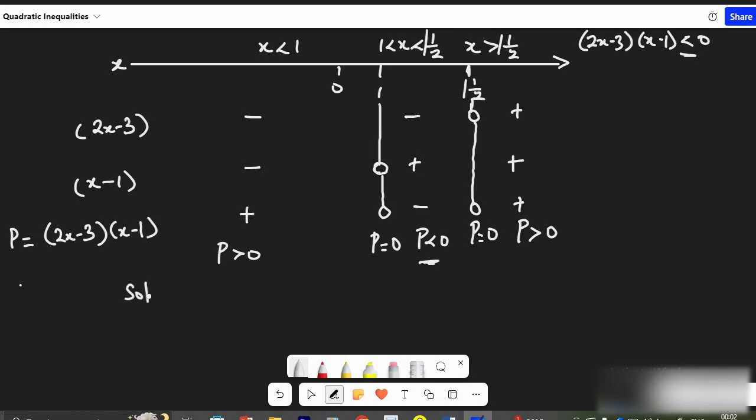This is where the product is less than 0. So we have that the solution to the inequality, or the range of values of x for which this quadratic function is less than 0, is 1 is less than x is less than 1.5. So this is the solution.